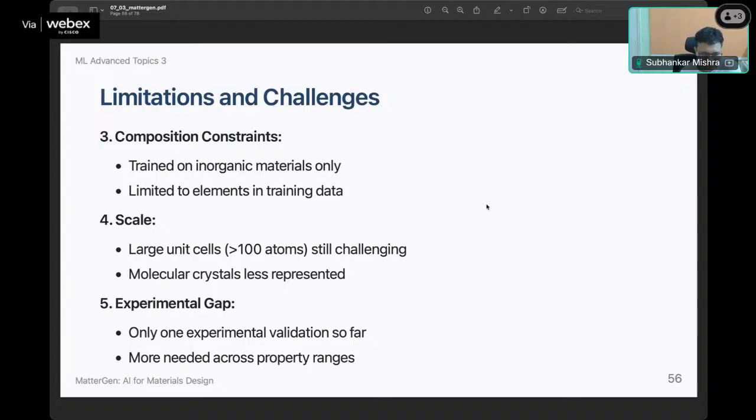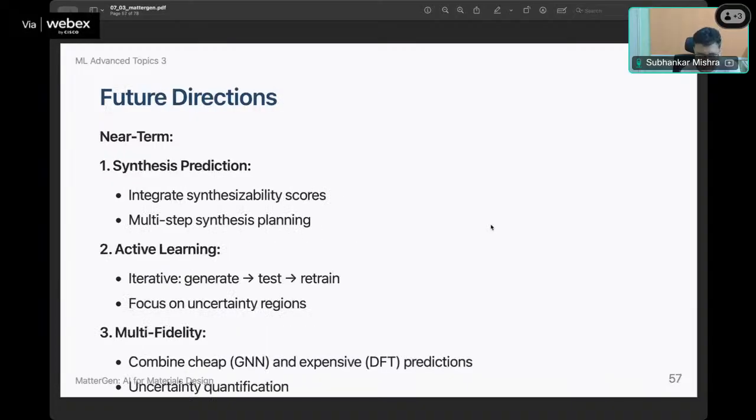More than 100 atoms will still be challenging. And molecular crystals are less represented in the current data set as well. So, yeah. And probably more property ranges have to be experimented with.